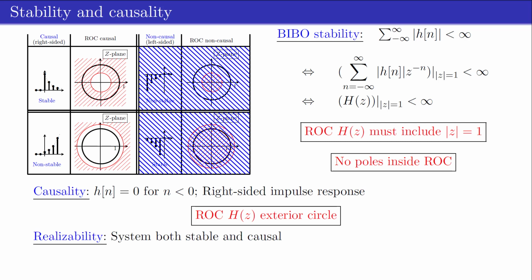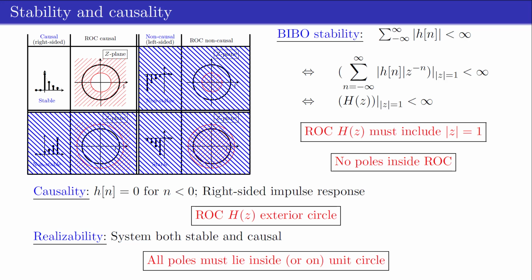Finally, a system can be realized in practice when the system is both stable and causal, which excludes the three indicated sequences out of the four possible sequences. And thus, all poles of a stable and causal LTI system H(z) must lie inside the unit circle.